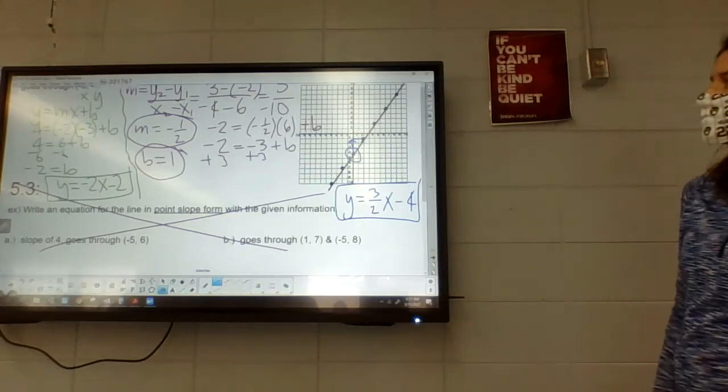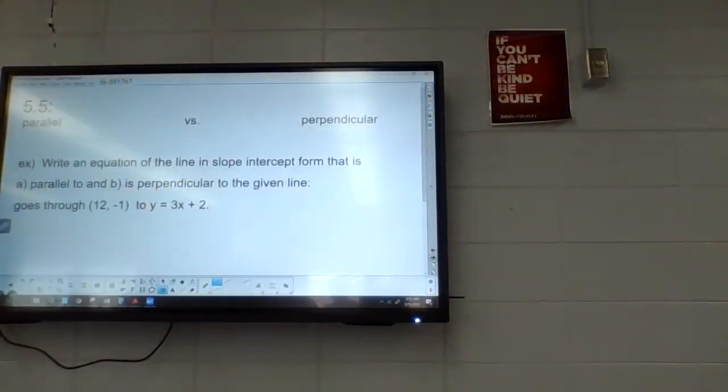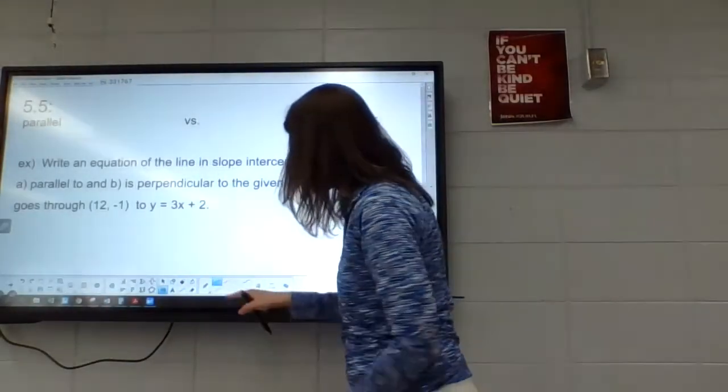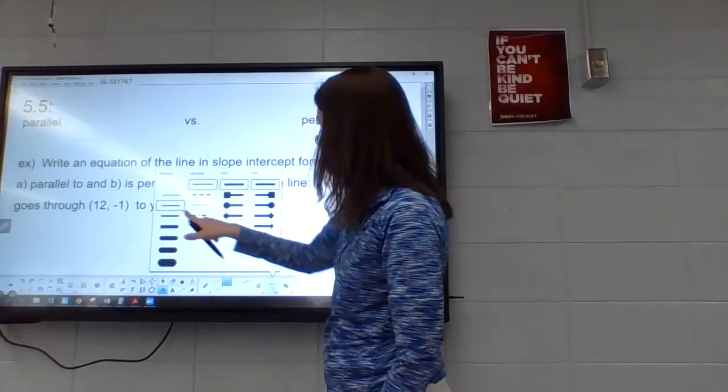So moving on from that. Then we went to section 5.5 and we did parallel and perpendicular lines. So talking about the difference between parallel and perpendicular, what do you guys know about parallel lines? What's the important stuff we need to know? Yeah, Clayton? They can never cross. So that's important to notice, like on a graph, they'll never cross.